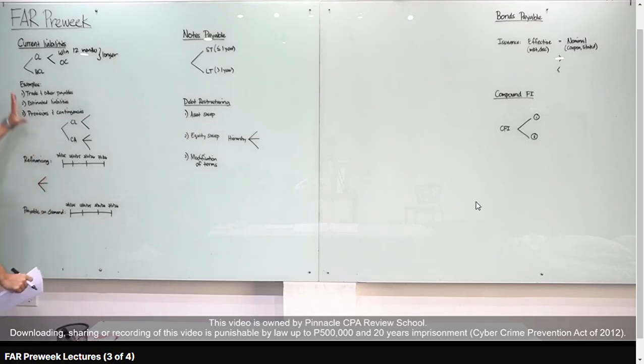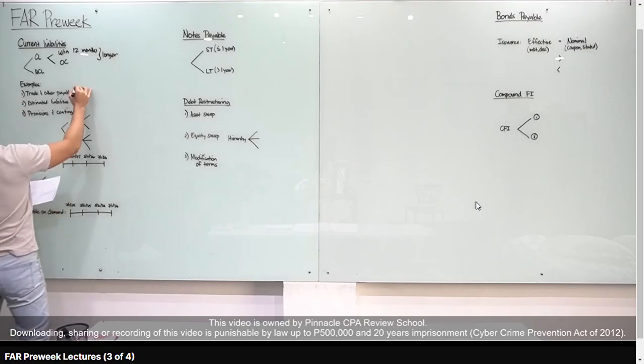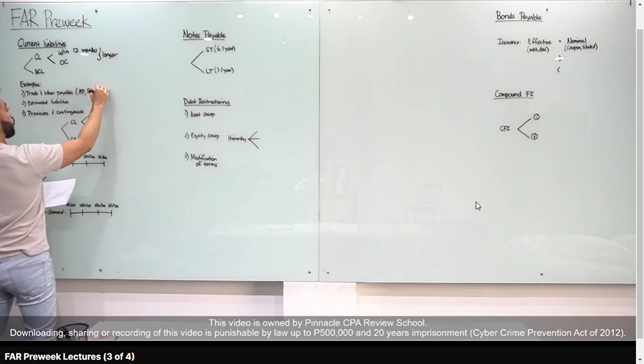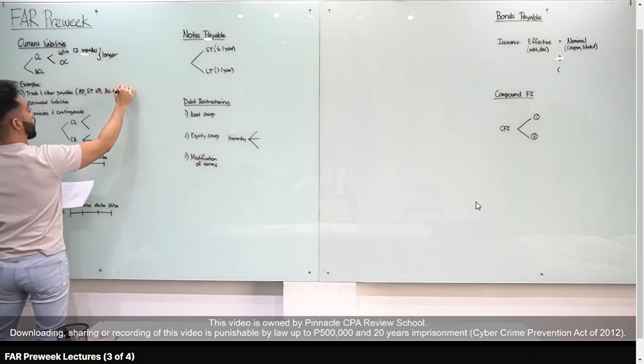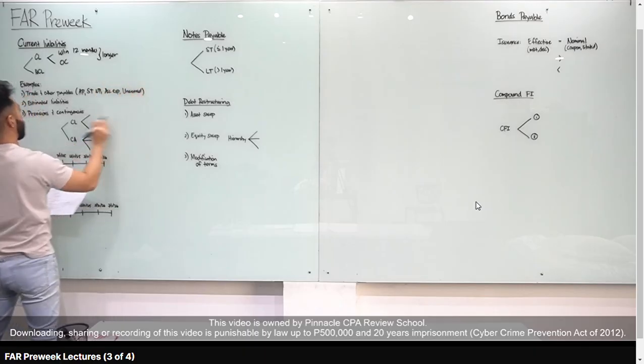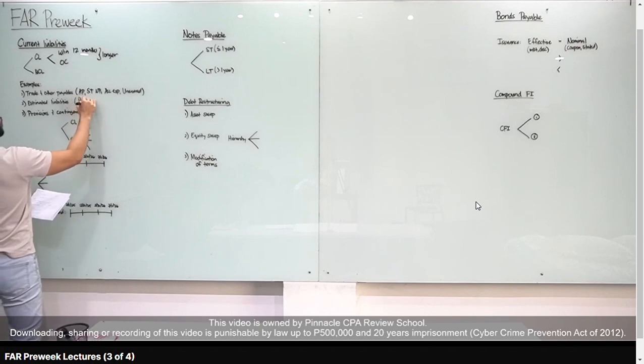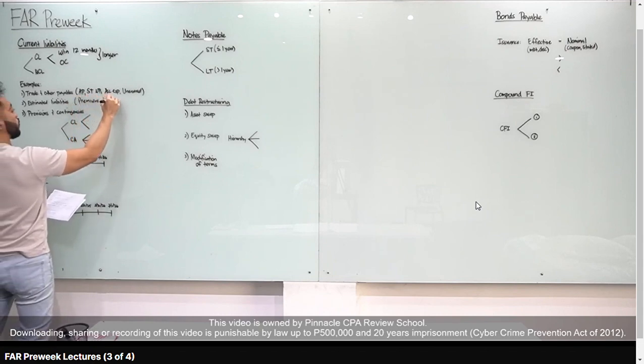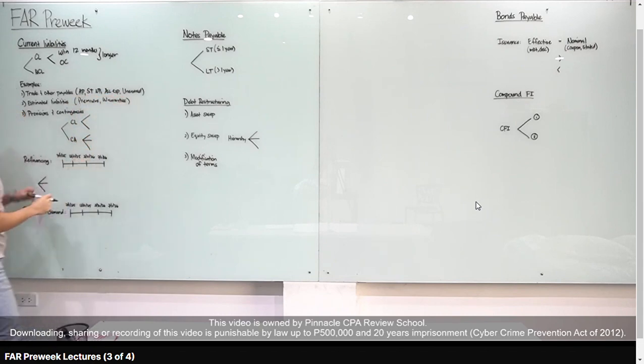Okay? Now, examples of current liabilities are as follows. Number 1, trade and other payables. So, nandiyan yung accounts payable, short-term notes payable, accrued expenses, and unearned revenue. Okay? We also have estimated liabilities. Yung common examples yan, premiums and warranties. And meron din tayong provisions and contingencies, pero babalikan natin later yan. Okay? So let's go to refinancing.